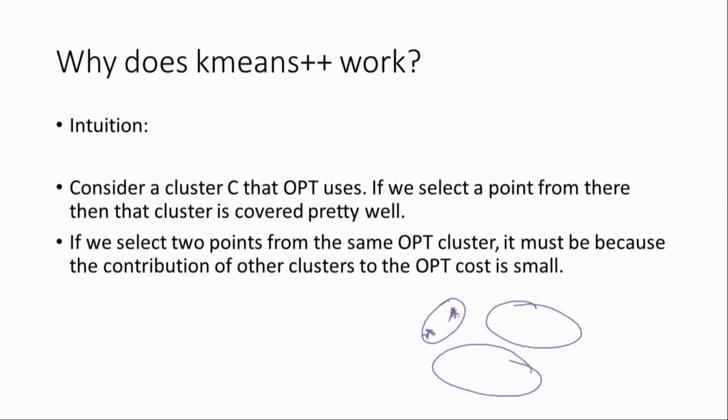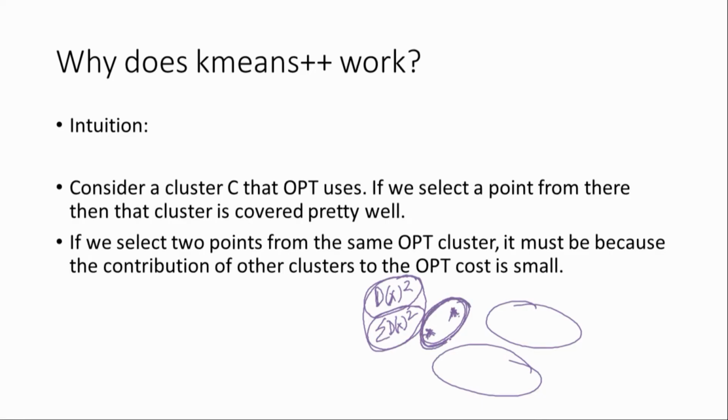Even if you don't understand this completely, it's okay, because this is really dense, and I'm giving you a very overview sketch of this proof. Why is k-means plus plus choosing multiple points from this cluster? Remember that the k-means plus plus sampling probability is dx squared divided by the summation of dx squared. So if it is choosing multiple points from the same optimum cluster, it means that the total probability of choice from this cluster is fairly large.